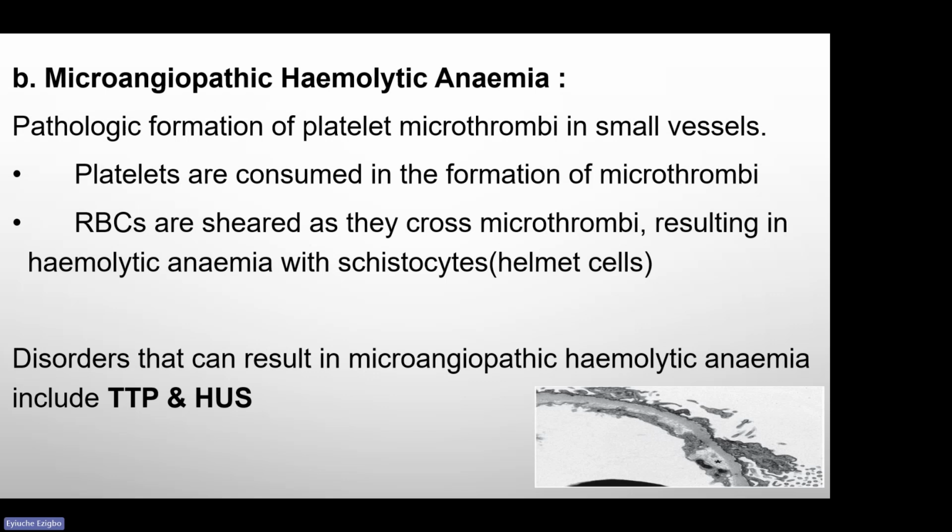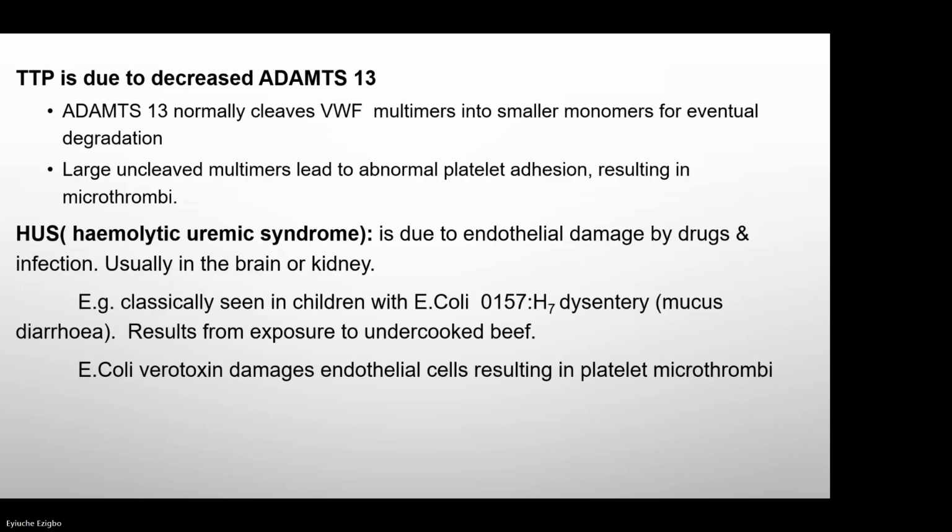So as red cells try to cross the microthrombi, because the microthrombi narrow the lumen of the blood vessel further, for the red cell to cross, to supply oxygen and remove carbon dioxide from the organs, as it tries to pass through those microthrombi that are being formed by platelets, it is being destroyed, okay, leading to hemolytic anemia. Disorders that can result in microangiopathic hemolytic anemia include TTP and HUS, thrombotic thrombocytopenic purpura and hemolytic uremic syndrome. Okay. So TTP, we will briefly define that.